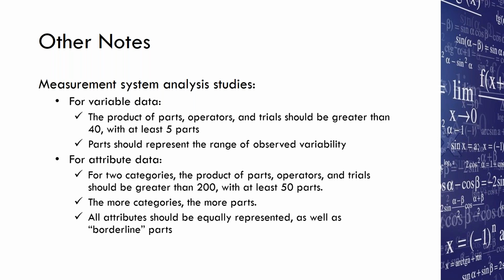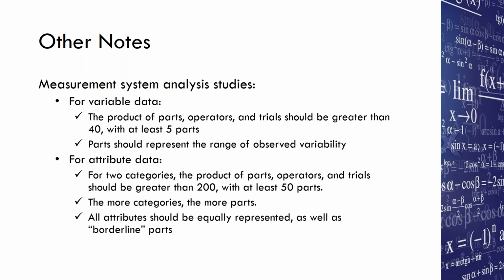For attribute data, naturally the sample size is going to be a little bit bigger. We all know that, just because when you use attribute data, we know that our sample sizes have to grow. So when you have 2 categories, the product of the parts, operators, and trials should be greater than 200, with at least 50 parts represented. If you have more than 2 categories for your attribute agreement analysis, then you're going to have to require more parts. And the other thing to remember is that all attribute categories should be equally represented, as well as what I call borderline parts. And I want to just reiterate that third bullet point here again.